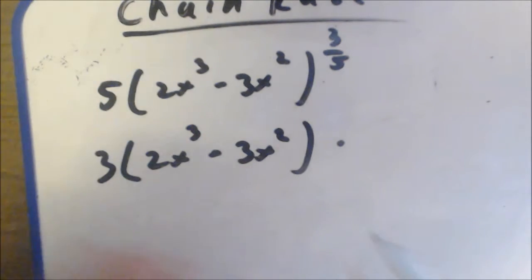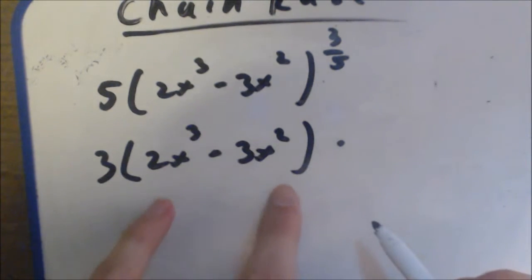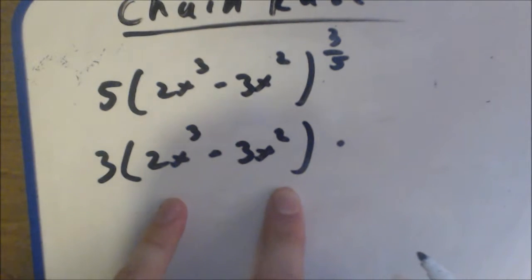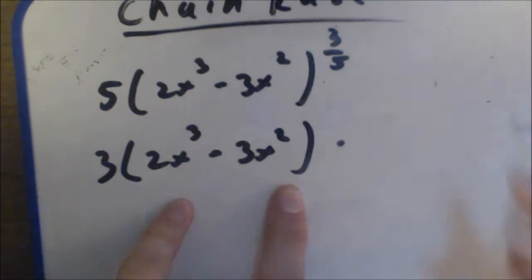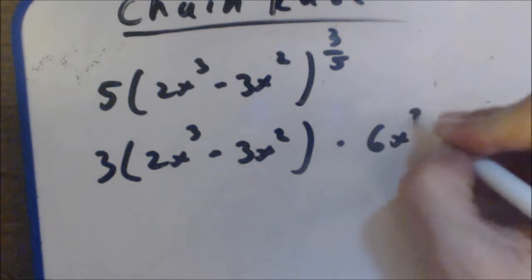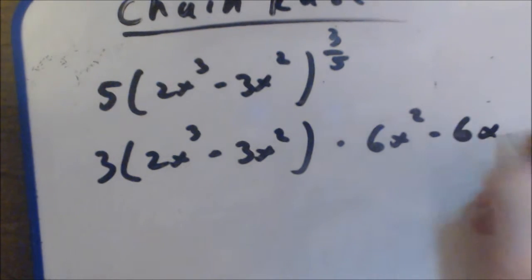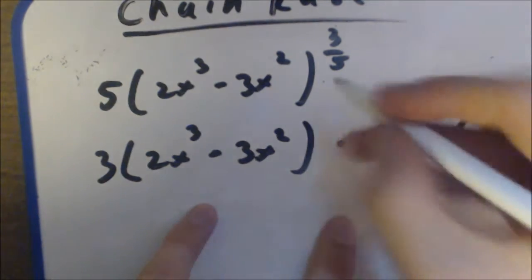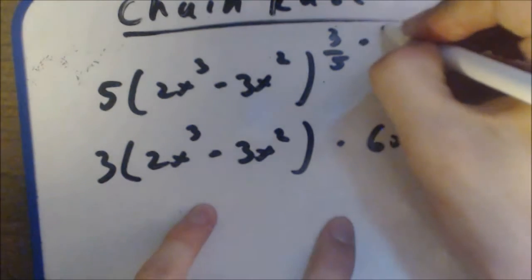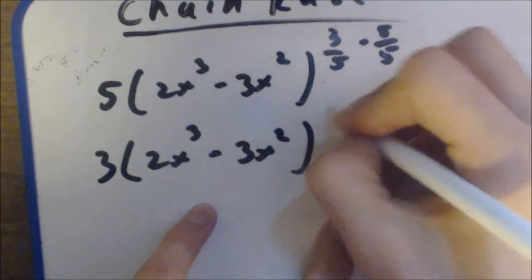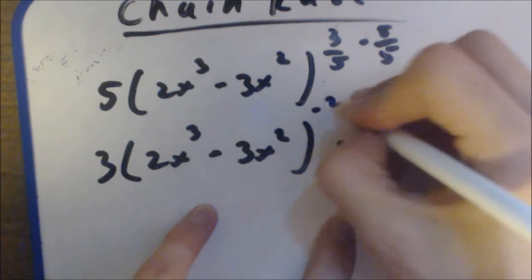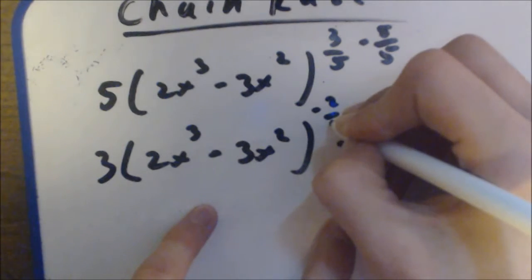And then remember, we take the derivative of the inside. So that is going to be equal to 6x squared minus 6x. Then, oh wait, I almost forgot, minus 5 over 5. So this is going to be equal to minus 2 over 5.